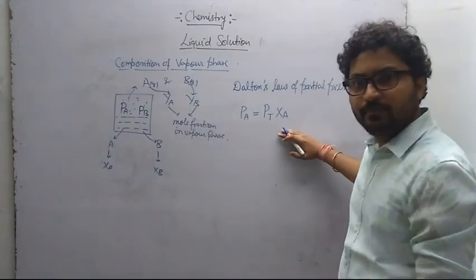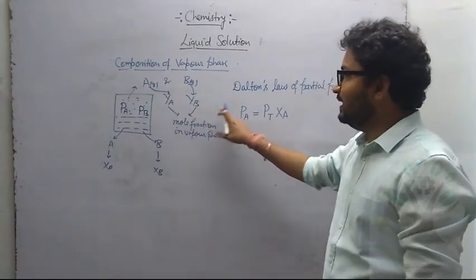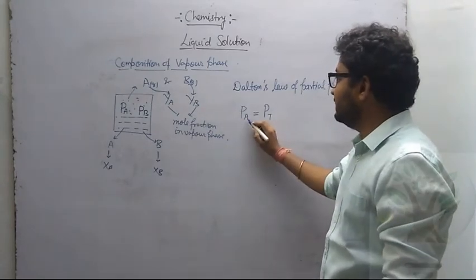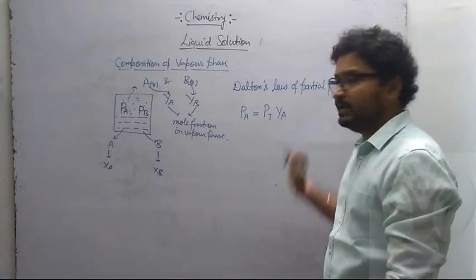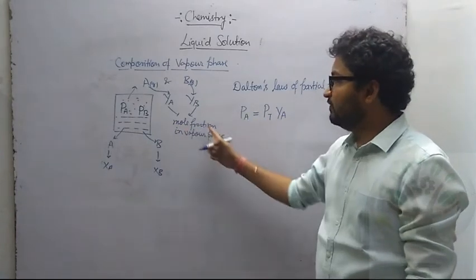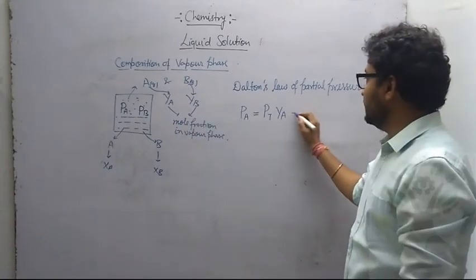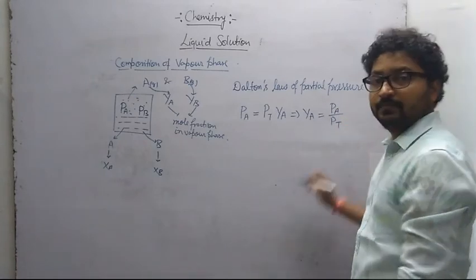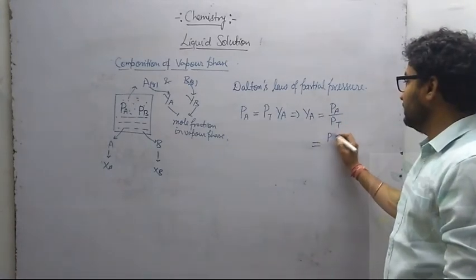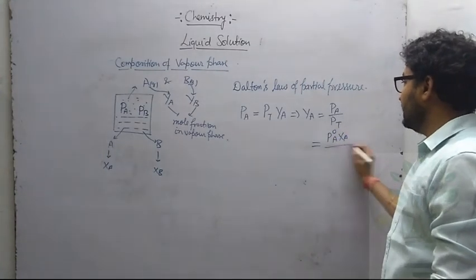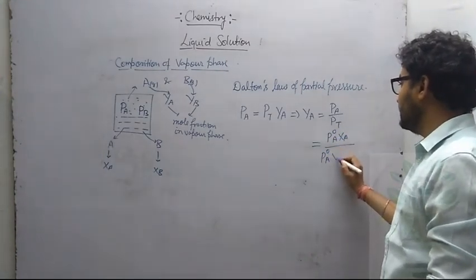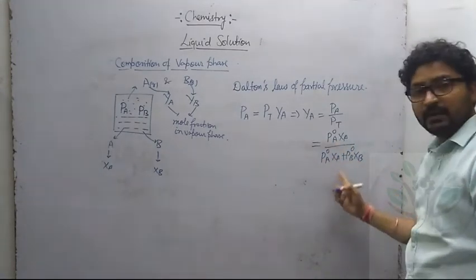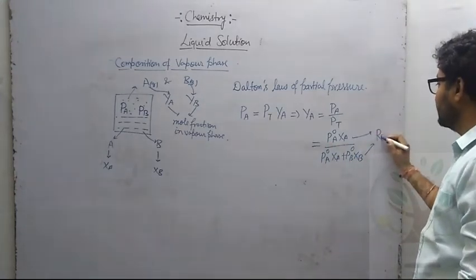If I write the same Pa and Pb as per Dalton's law, how can I write? I will write Pa equals Pt into Ya. What is Ya? Ya is the mole fraction of A in vapor phase. So here I will get Ya equals Pa upon Pt. And what will be the value of Pa? Pa will be P naught A into Xa, divided by Pt. What will be Pt? Pt will be P naught A into Xa plus P naught B into Xb. From where am I writing this? I am writing these two from Raoult's law.